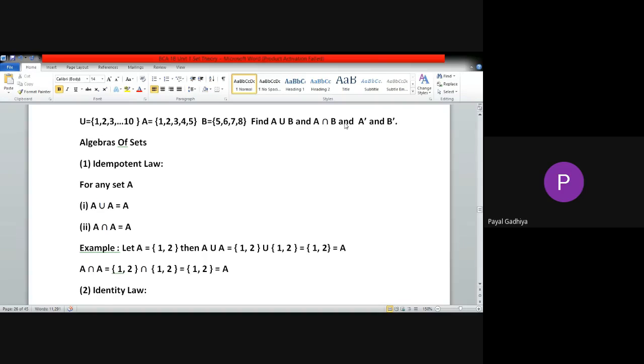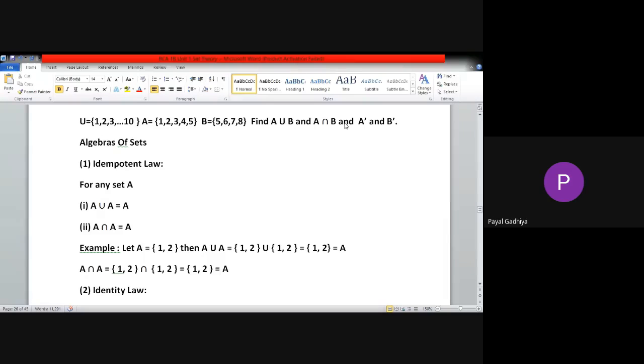What will be A intersection B? Intersection means common elements in both the sets. There's only one common element, which is 5. So A intersection B will be 5.